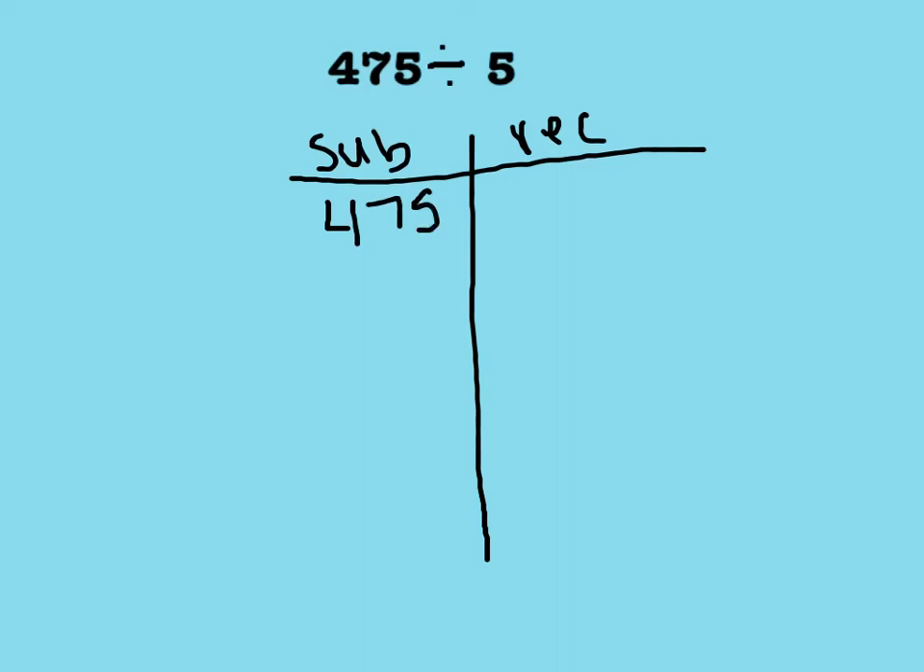Now I'm going to think, I have 475. Well, I'm going to use compatible numbers. Remember when we did that? When we tried to turn our numbers into happy numbers, I'm going to use my compatible number strategy to see if there's a multiple of 5 that's close to 47. So I have 5, 10, 15, 20, 25, 30, 35, 40, 45. I know 45 is close to 47.